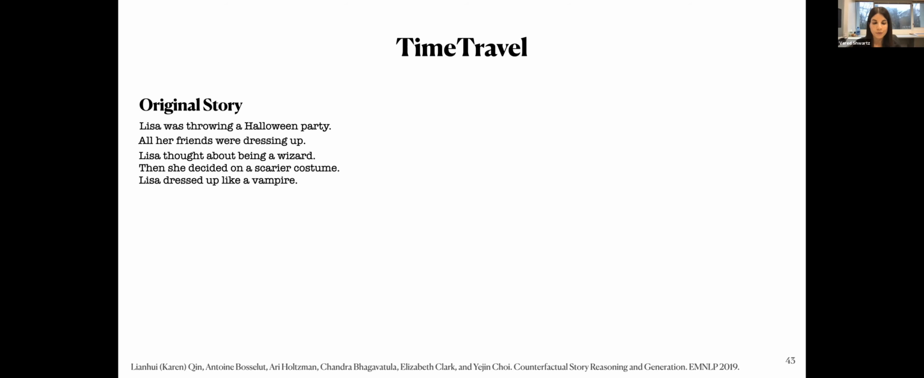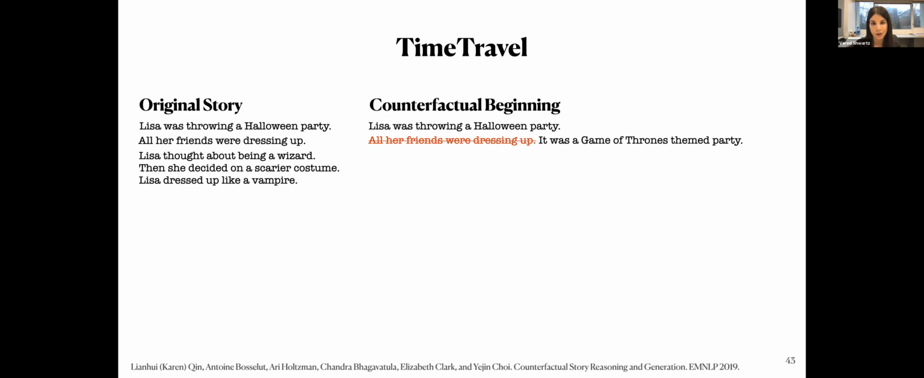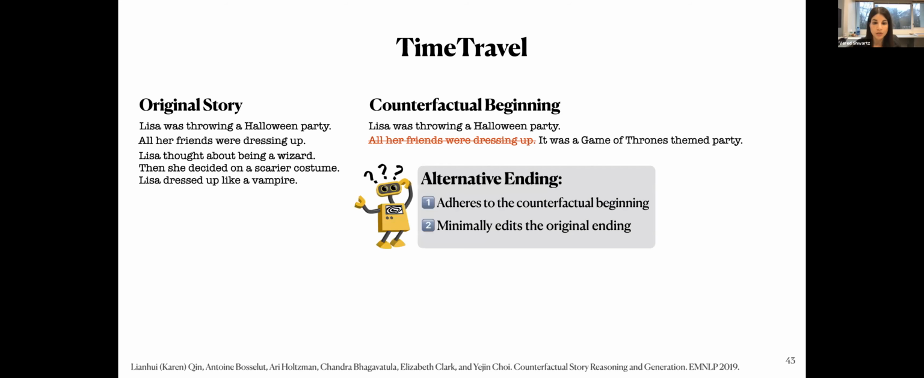And then the second sentence is changed with a counterfactual condition. So now instead of "all her friends were dressing up," we have "it was a Game of Thrones themed party." And the goal is to generate an alternative new ending, which on the one hand adheres to the counterfactual beginning, to the revised first two sentences of the story, while on the other hand is very similar to the original story, only minimally editing it to adhere to the counterfactual beginning.